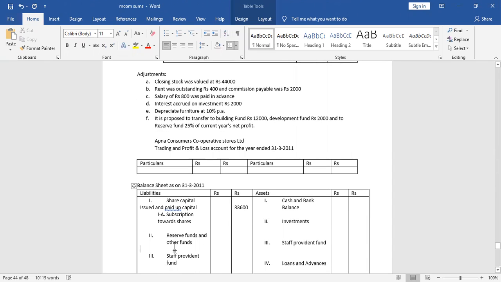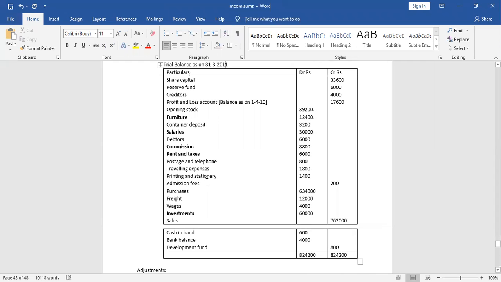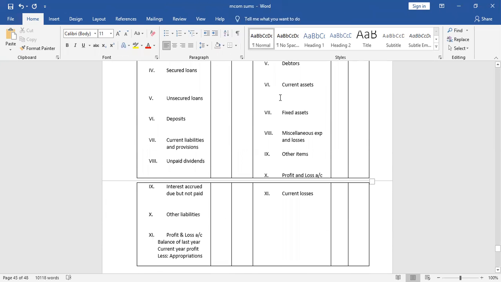So we will write reserve fund, 6,000. Reserve fund is 6,000. I will write it in the first amount column. We can also write in the second, but because more than one item is there, I have written in the first one. Then we have creditors, no adjustment, 4,000. So creditors come in the current liability. So I will write creditors.